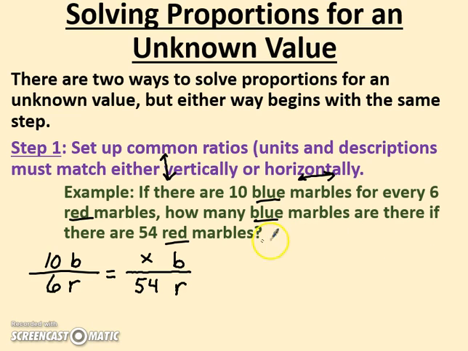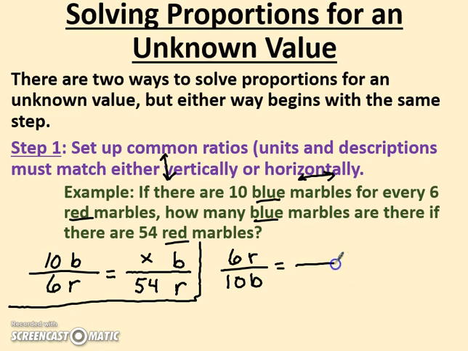Now, this is not the only possibility. This is just one. We could also reverse this. Even though it says 10 blue for every 6 red, we could put 6 red and 10 blue. Is that still true? There's 6 red and 10 blue. But now our other ratio will need to have red on the top and blue on the bottom, because then it will match red to blue, red to blue. How many red were there? 54. How many blue were there? We don't know, so we put x. These are two possibilities, both examples of how to align vertically.